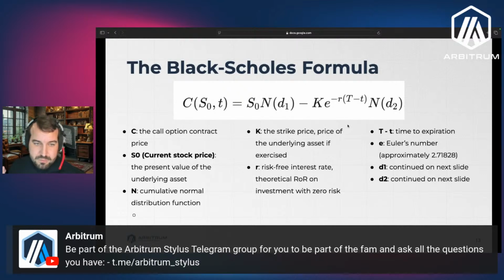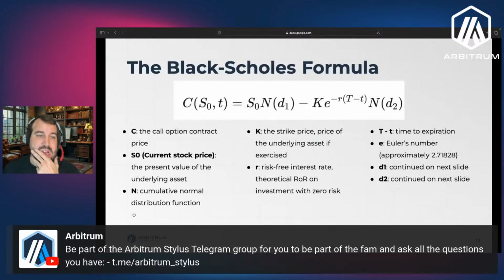Okay, so there's a couple of variables here that we've got to cover. C is the call option contract price. So what the Black-Scholes formula is computing is what the ideal price, or what the fair price, for a call option contract should be.